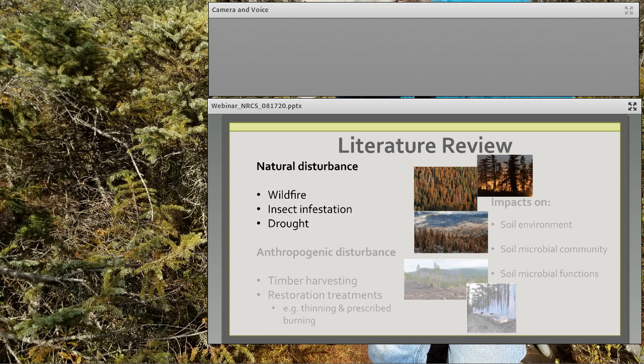The literature review summarized findings based on the published literature regarding the observed impacts to the soil microbial community in response to forest disturbance. We looked at disturbances of natural origin, including wildfire, insect infestation, and drought, as well as those of anthropogenic origin, such as timber harvest or restoration treatments, which included thinning and prescribed burning. Often restoration treatments are implemented to lower the risk of a more severe disturbance and may be considered a preventative measure.